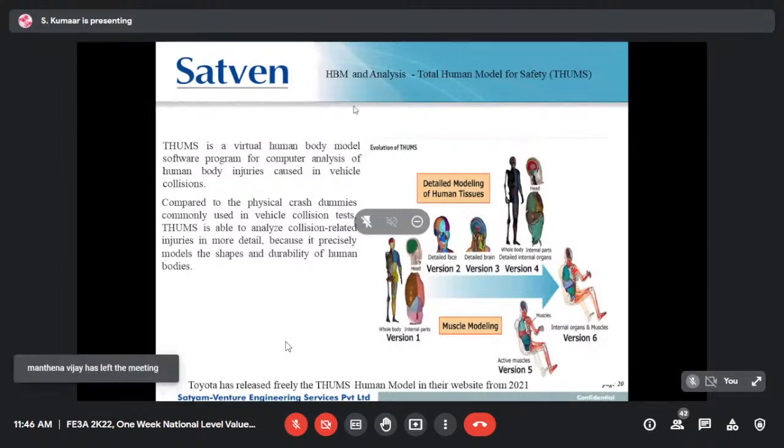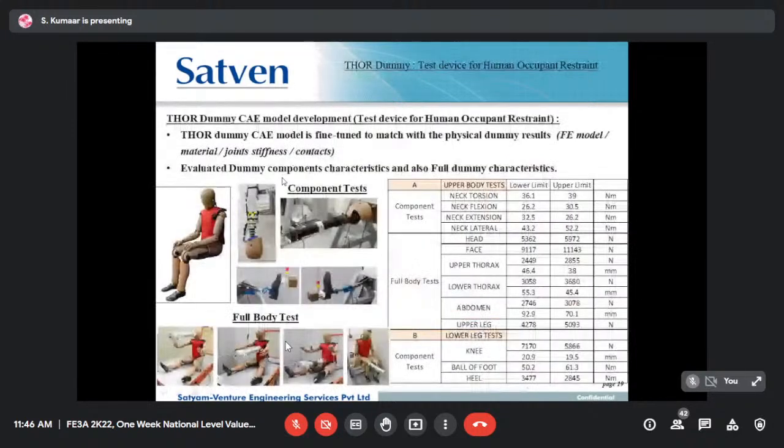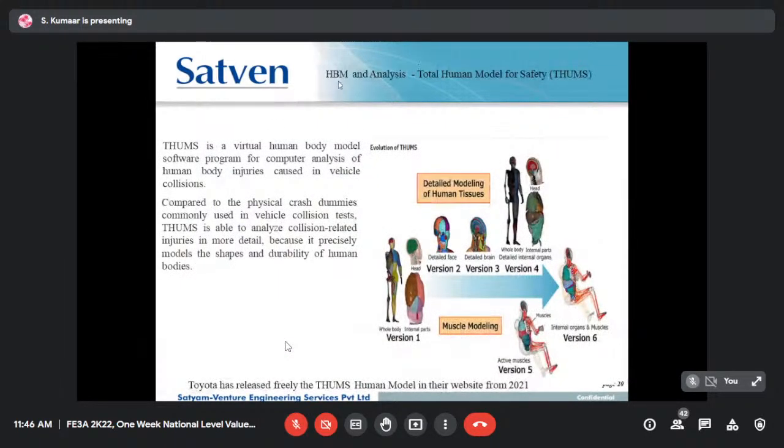Now we'll move into the human body modeling. This human body model is called THUMS. This is a total human model for safety. As I told previously, in the Hybrid III family or the THOR family, we have more rigid parts and very few deformable parts. When it comes to human body modeling, we have the model just as per the human. Whatever parts a human has, the same parts will be available in the model.